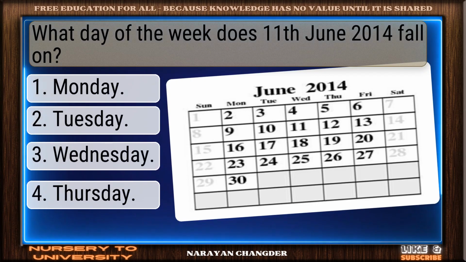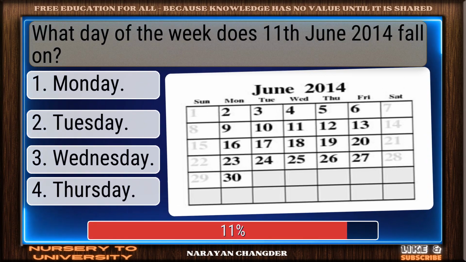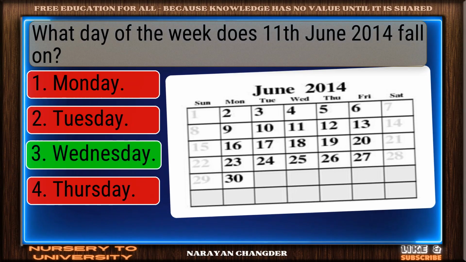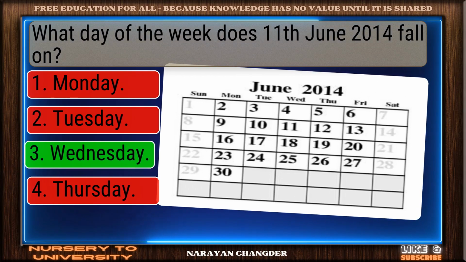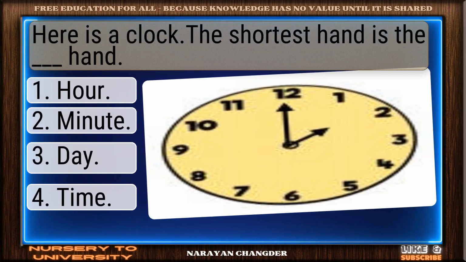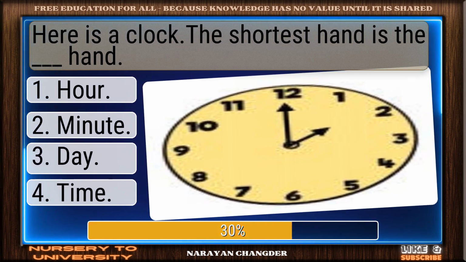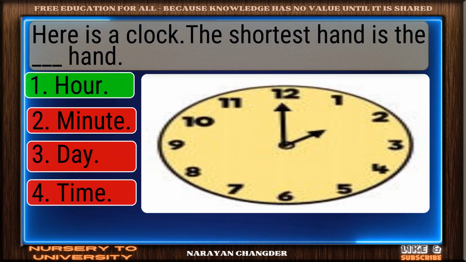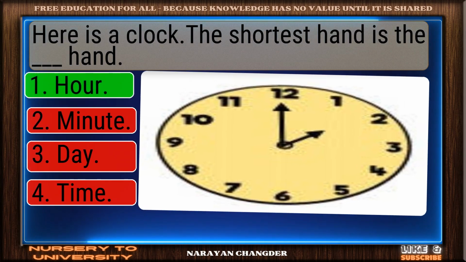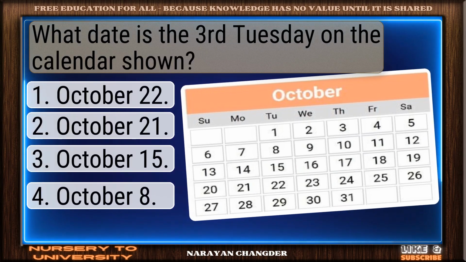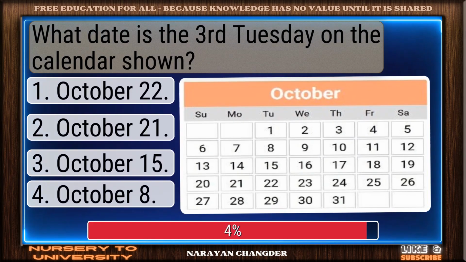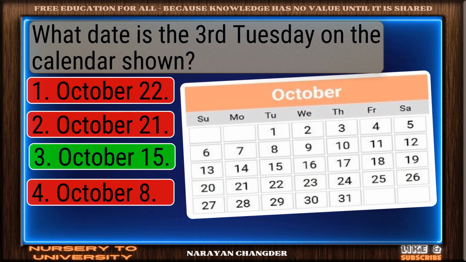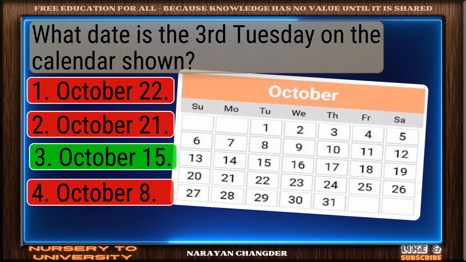What day of the week does 11th June 2014 fall on? Sharp thinking. Wednesday is the right choice. Here is a clock. The shortest hand is the dash the hand. Clear logic. Your choice hour is sound and 100% true. What date is the third Tuesday on the calendar shown? Right choice. October 15 is the best answer.